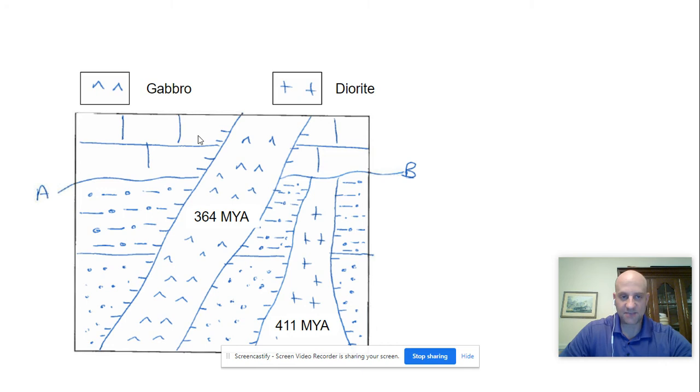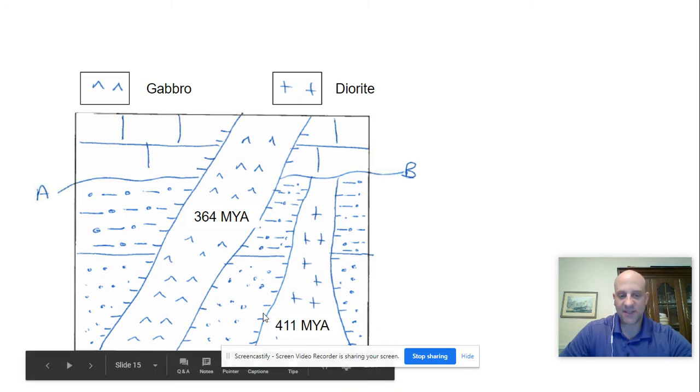Remember that along the limestone and the igneous rock, you'd have marble. Where the sandstone comes in contact with these igneous rocks, you'd likely have quartzite.